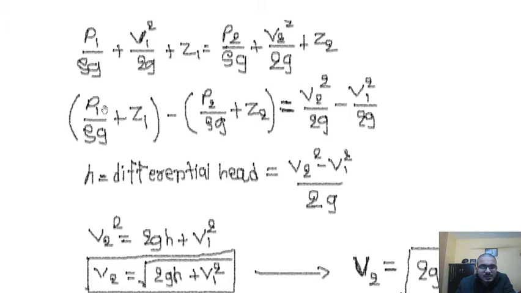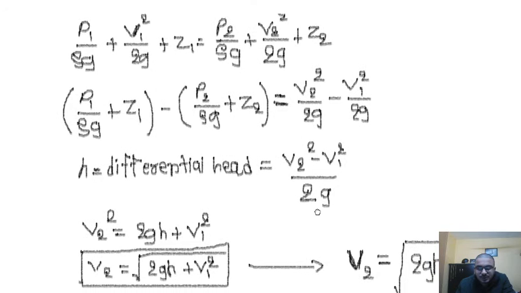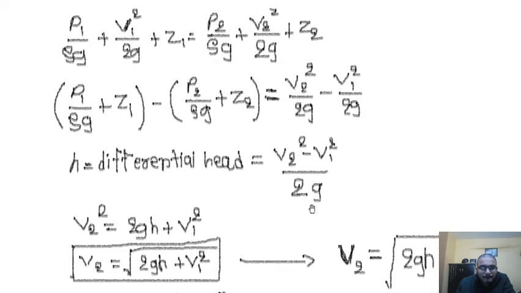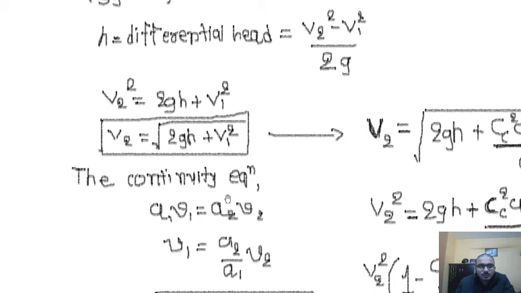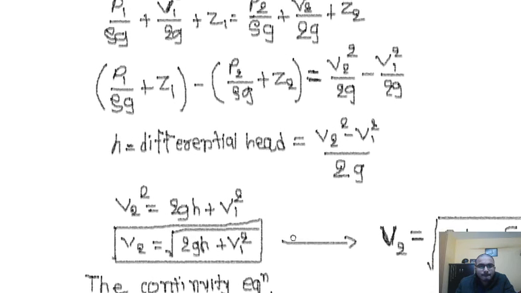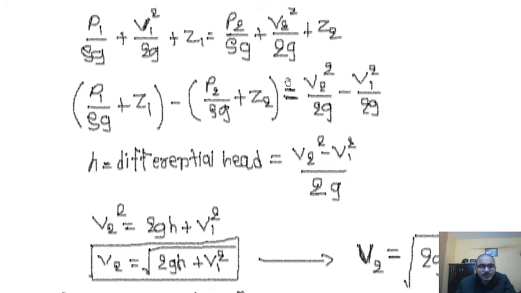And this term on the left hand side is known as differential head, and it is equal to V2 square minus V1 square upon 2g. So finally what we are getting is V2 square is equal to 2gh plus V1 square. So V2 is equal to square root of 2gh plus V1 square. Now here you can pause this video and note down these terms.